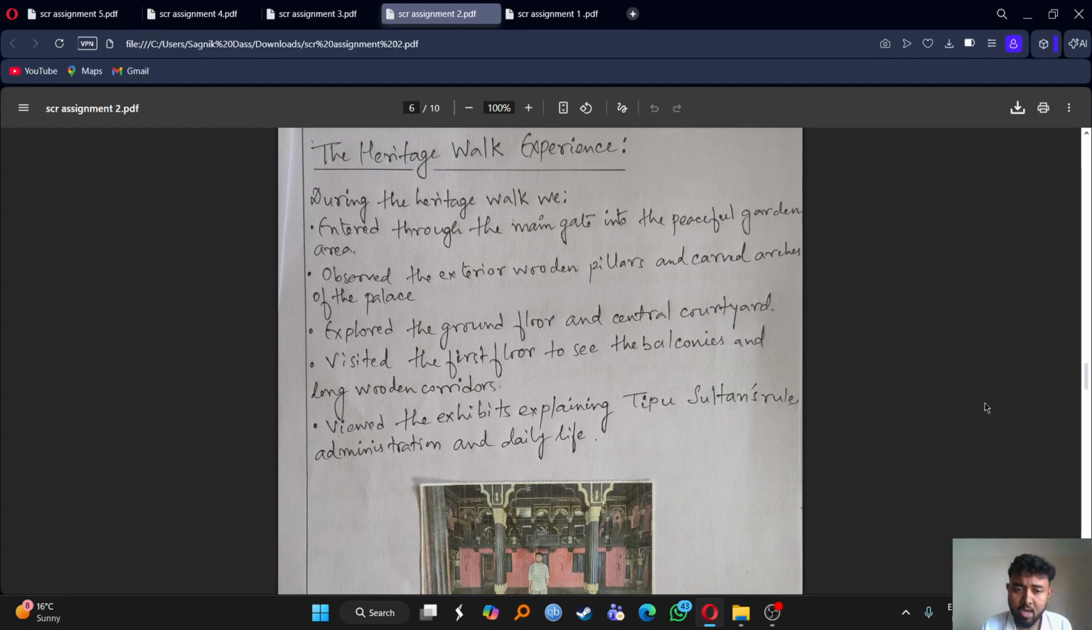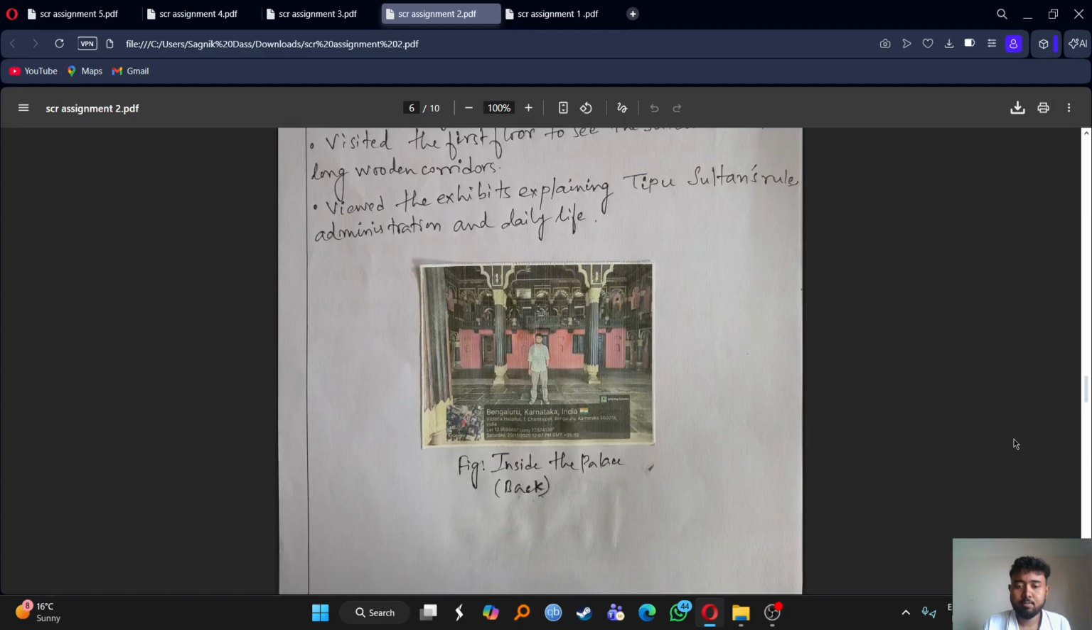The whole palace is surrounded with art. Veranda balconies are quite prevalent around the palace. We also visited and enjoyed the balcony views. Viewed the exhibits explaining Tipu Sultan's rule and administration and daily life through various pictures and demonstrations.